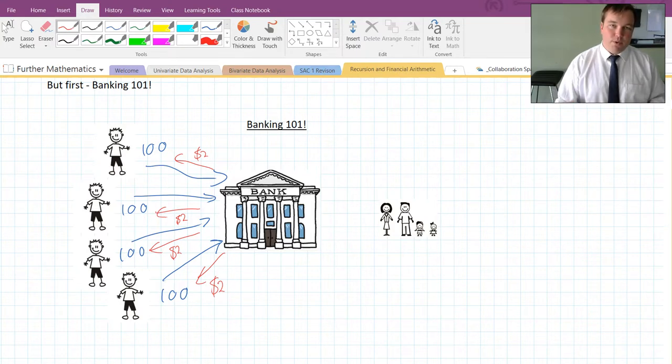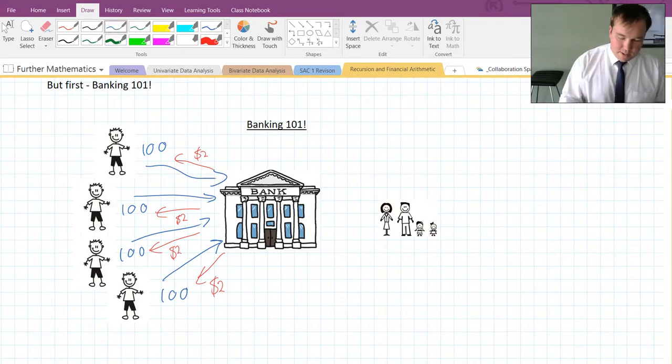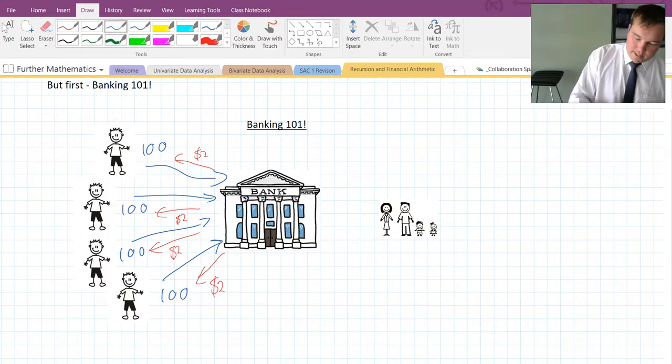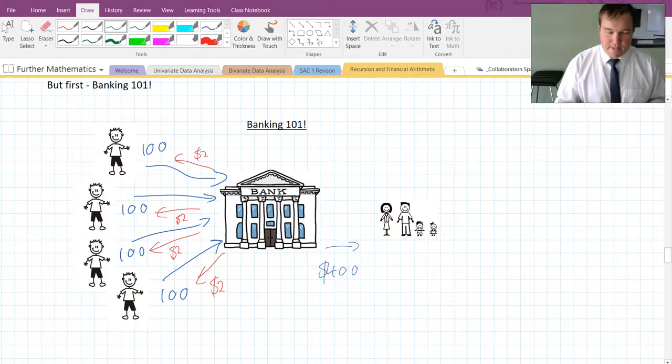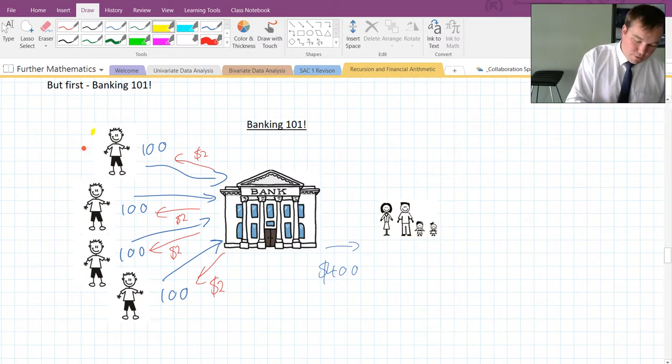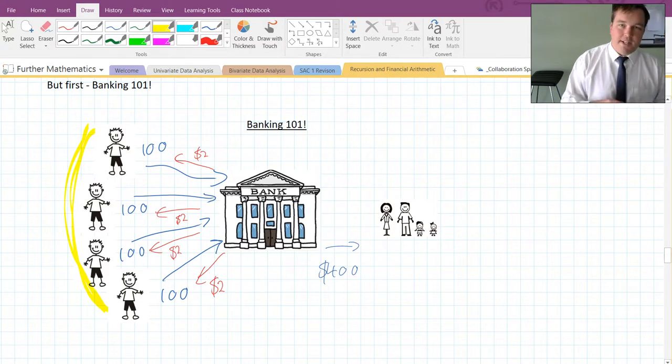However, people also borrow from banks. So our miniature family over here needs to borrow to buy a house. Let's say they borrow $400. And this $400 doesn't just magically appear. The $400 comes from the deposits of these people. So banks can't just magic up money, it comes from the deposits.